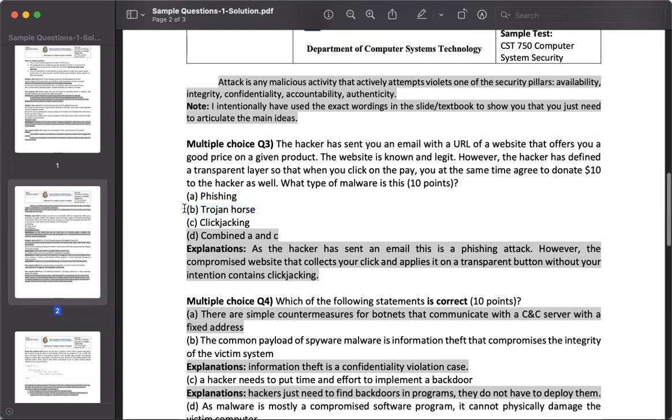For why it is not Trojan, I would argue that this is not a Trojan horse because the question doesn't say that you have downloaded something from that website. If the question clearly mentioned that you downloaded a patch or something and then something happened, that might be a situation for a Trojan horse as well. But the question doesn't say that.